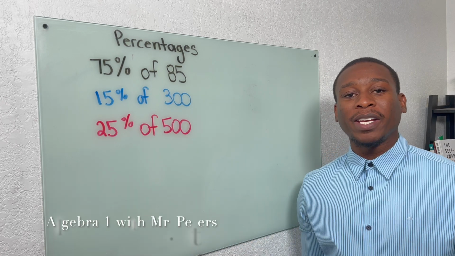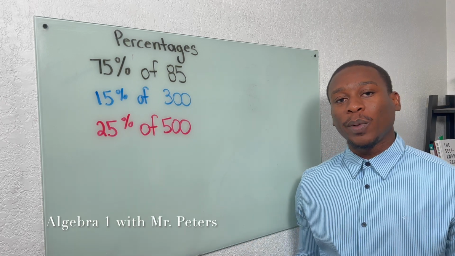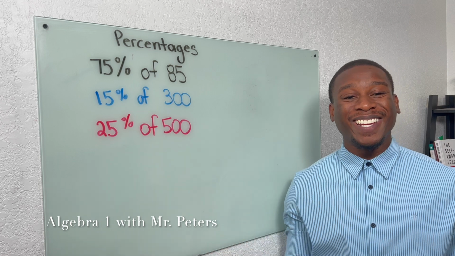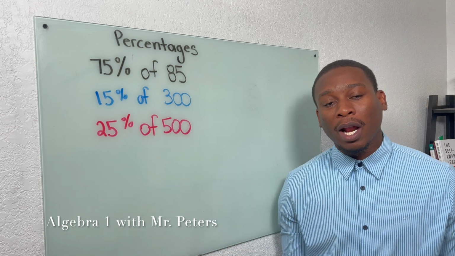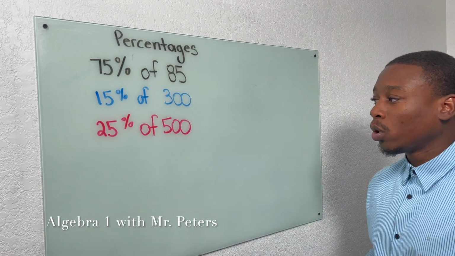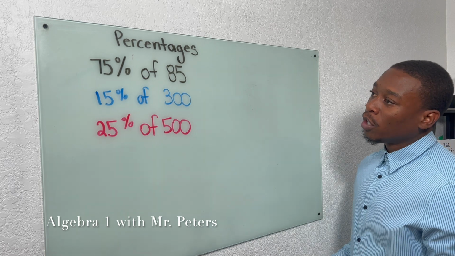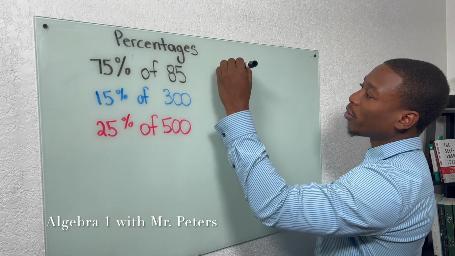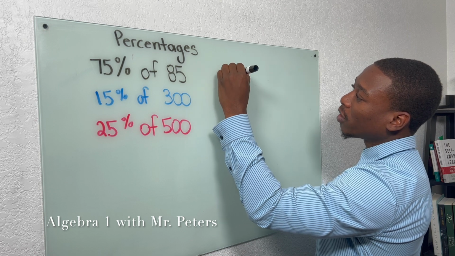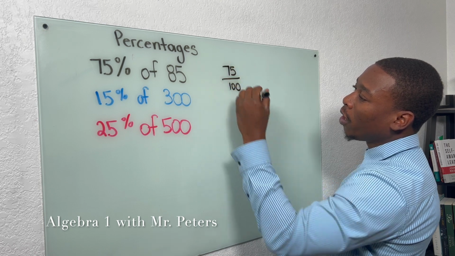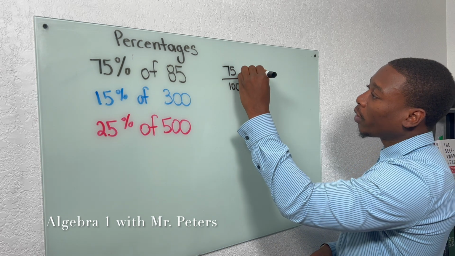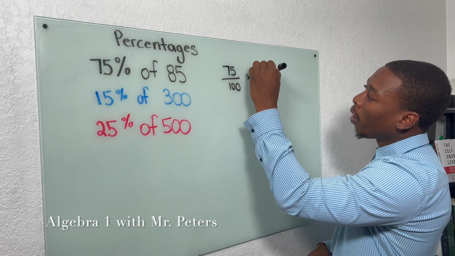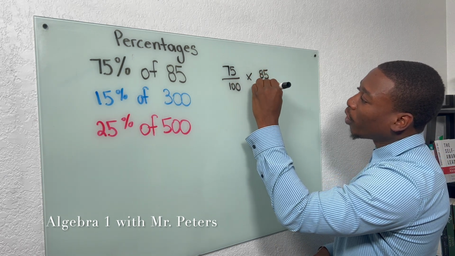What's good, everybody? In my video today, we're going to be talking about how to find a percentage of a number, and I'm going to break this video down in two different methods. So the first thing we need to know, guys, is that we can rewrite 75% as a fraction, 75 over 100. And we're going to turn this into a multiplication problem, and we're going to multiply straight across.